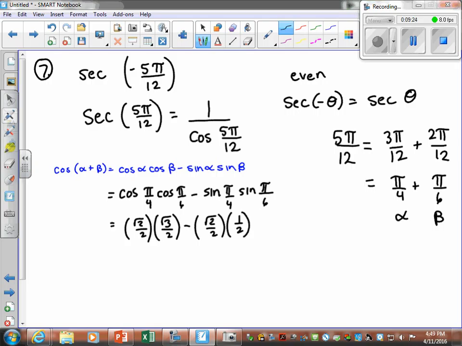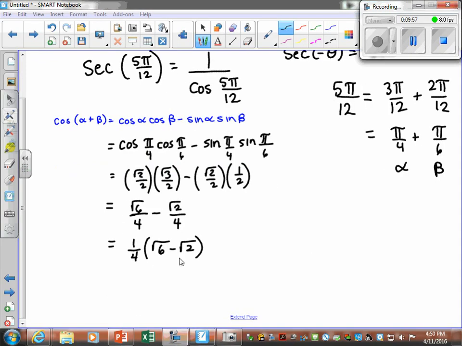So let's go ahead and simplify this. Square root of 6 over 2 minus the square root of 2 over, actually, over 2 times 2 is 4. Sorry about that. Square root of 2 over 4. If we pulled out a 1/4, it would be 1/4 times square root of 6 minus the square root of 2. Remember, these two are equivalent. This just pulls out a GCF. But this is just the cosine of 5 pi over 12. To evaluate secant, we need to put 1 over that.